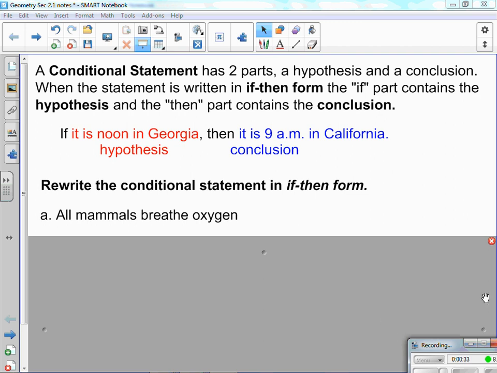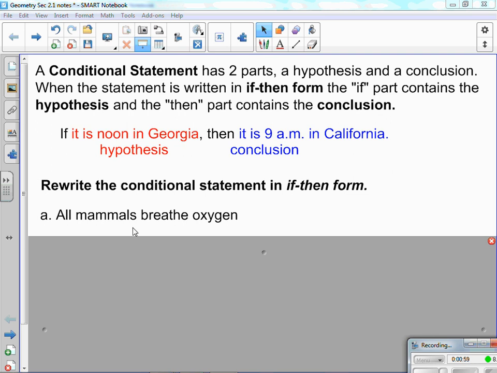So, an example, if it's noon in Georgia, then it is 9 a.m. in California. So, the if portion is the hypothesis, the then portion is the conclusion. So, we want to take these next few statements and rewrite them in if-then form so that we can turn them into a conditional statement.